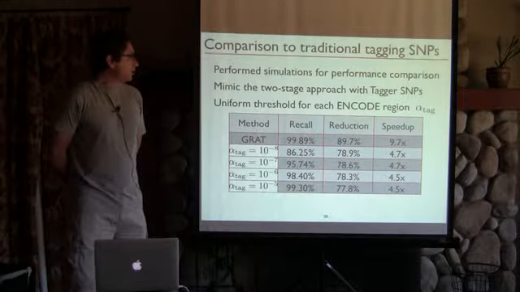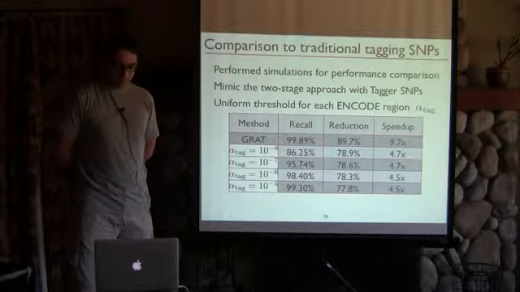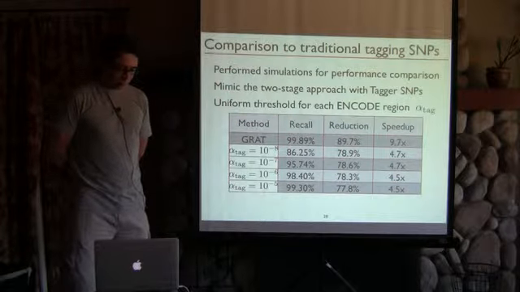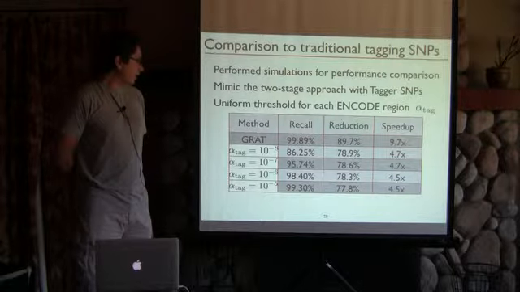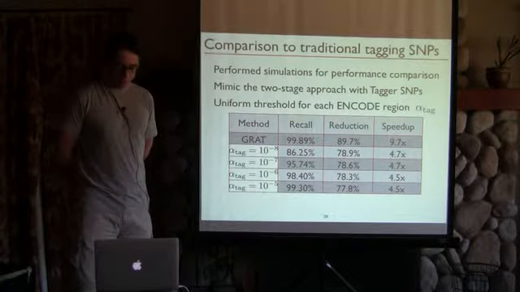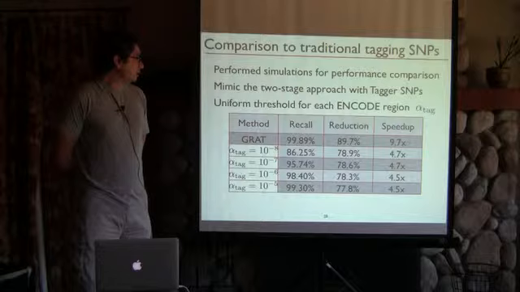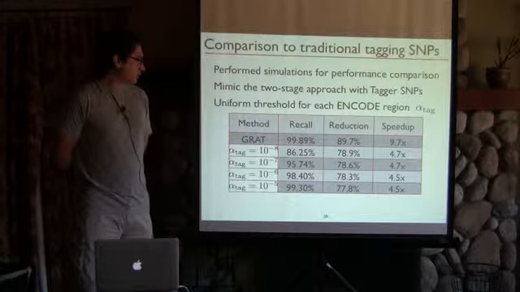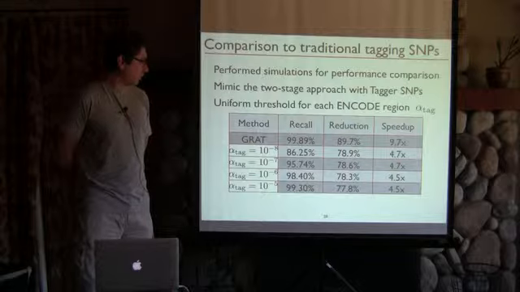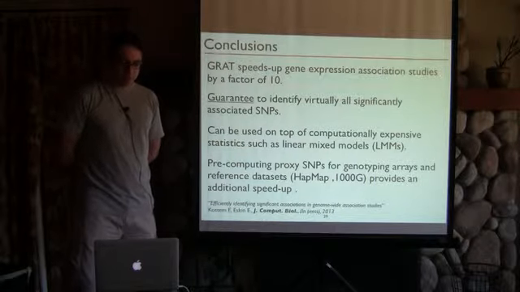We would like to mimic the two-stage approach with the tagging SNPs. What we do is use a uniform threshold value to choose which of the remainder SNPs to test using the tagging SNPs. For this, we used different threshold values, starting with 10 to the minus 8 and going to lower threshold values such as 10 to the minus 5. When we used GRAD, we were able to identify 99.9% of the significant associations, and we obtained a 10 times speed up compared to the traditional approach of testing all the SNPs. However, with the tagging SNPs, the reduction rate was lower, around 4.5, and you can't put a guarantee on the recall rate. Under different threshold values you obtain a different recall rate, and you can control this.